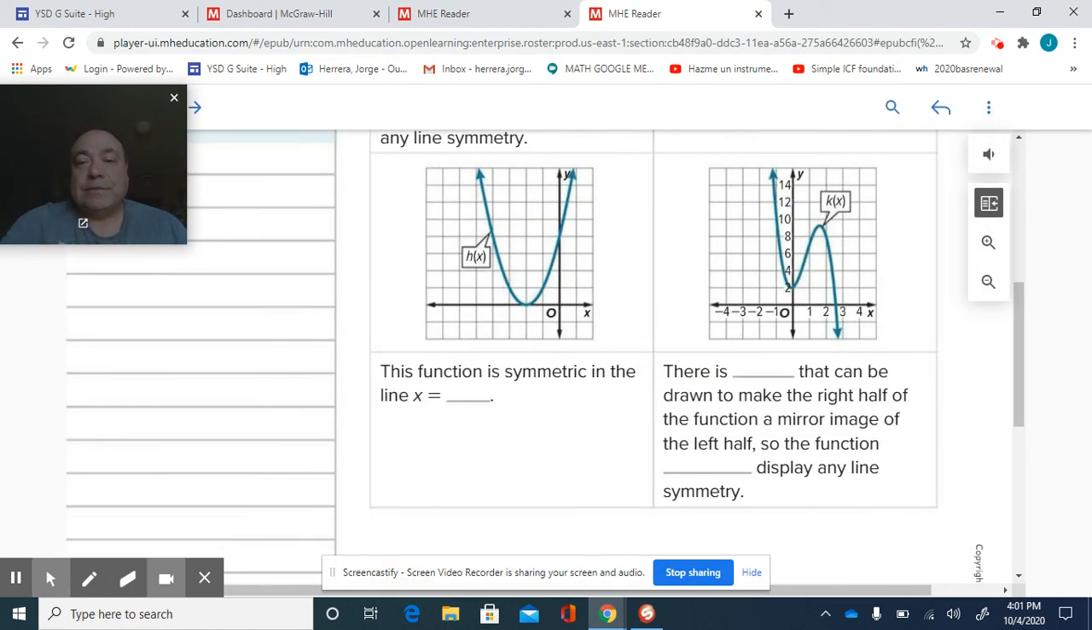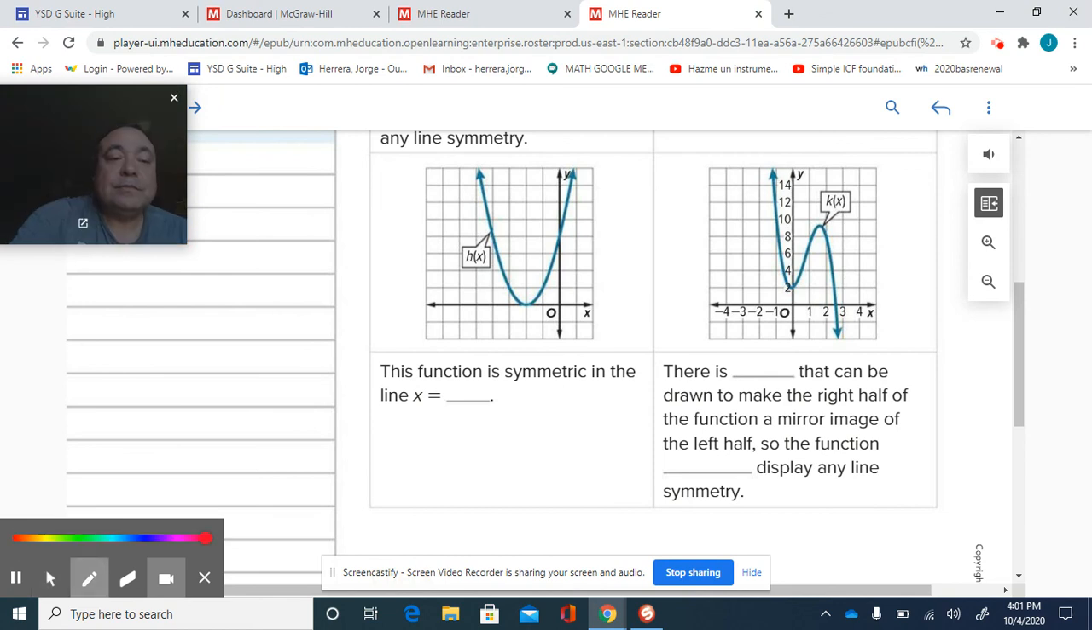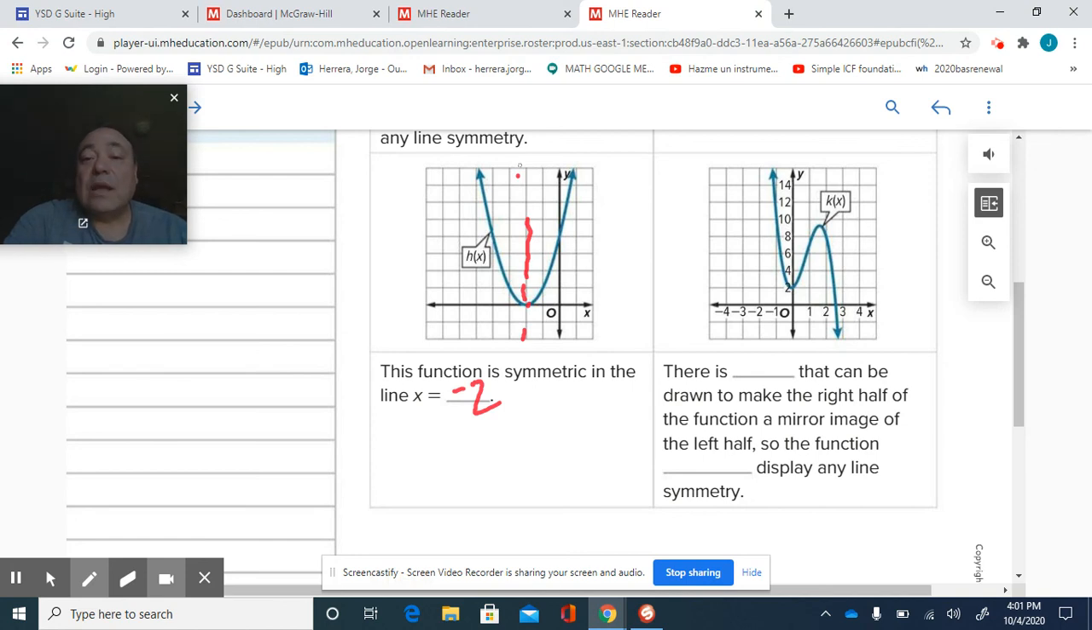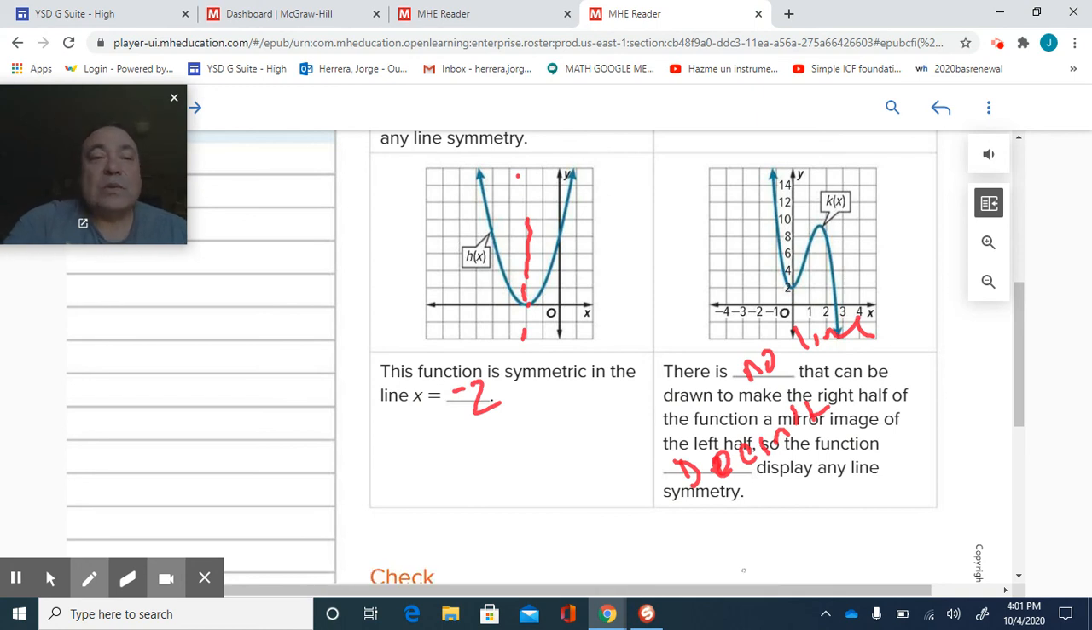Okay. So this one we had a line of symmetry where x equals -2, right there. We found it. This one, there's no line of symmetry. It does not display any symmetry whatsoever. Okay, let's go to example two, guys. Thank you for your patience on this one.